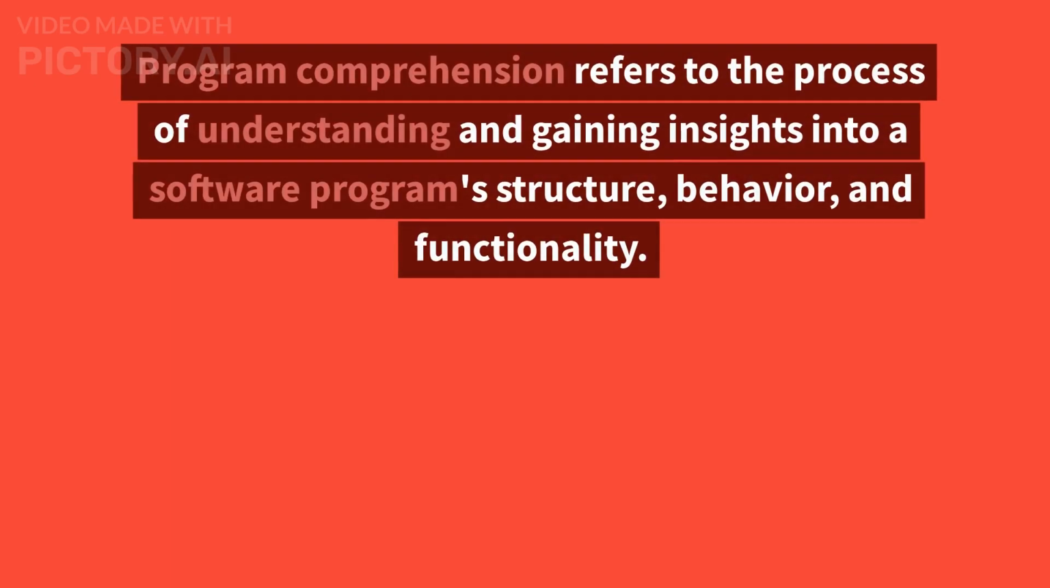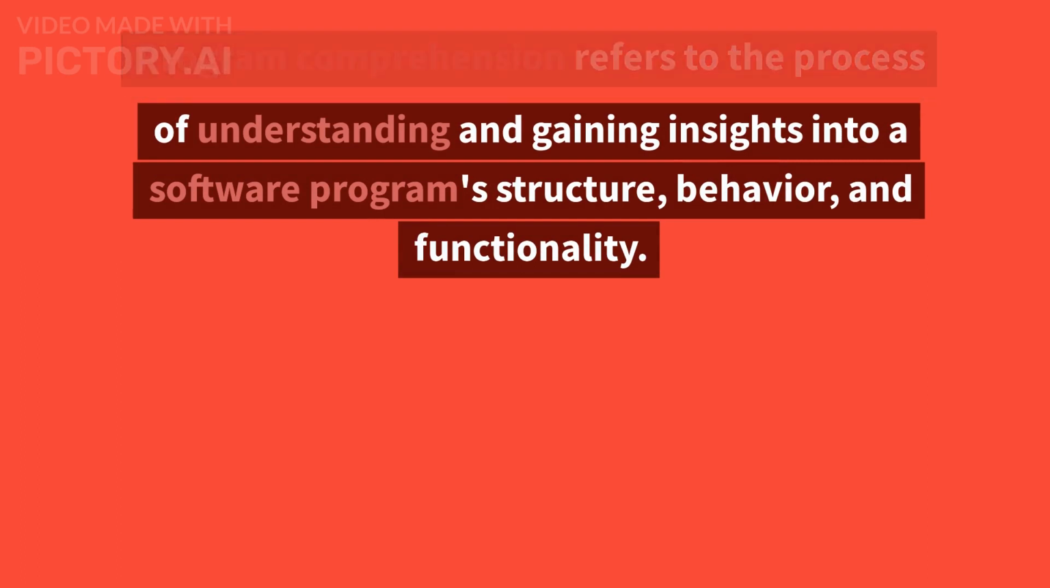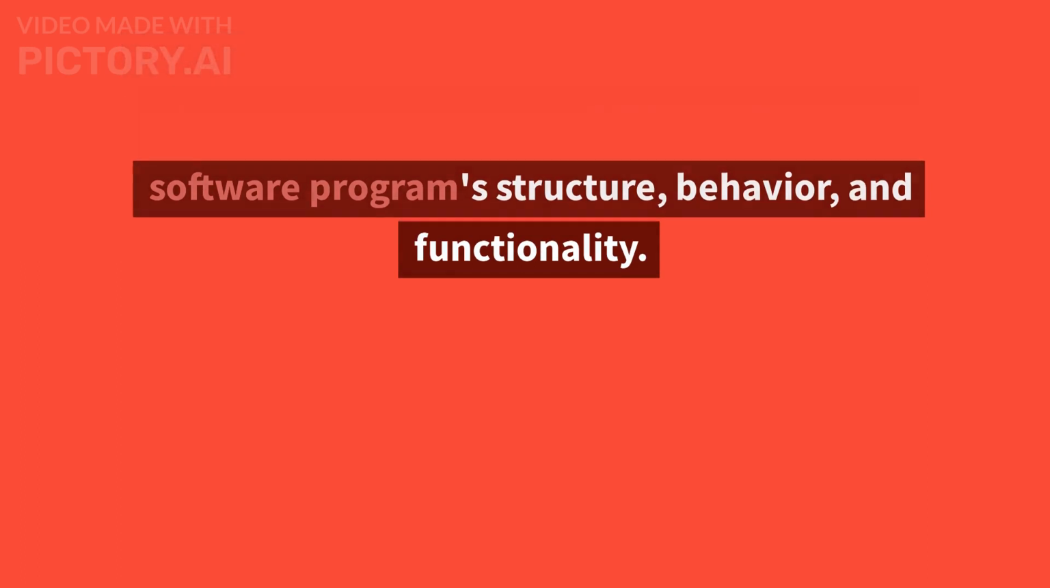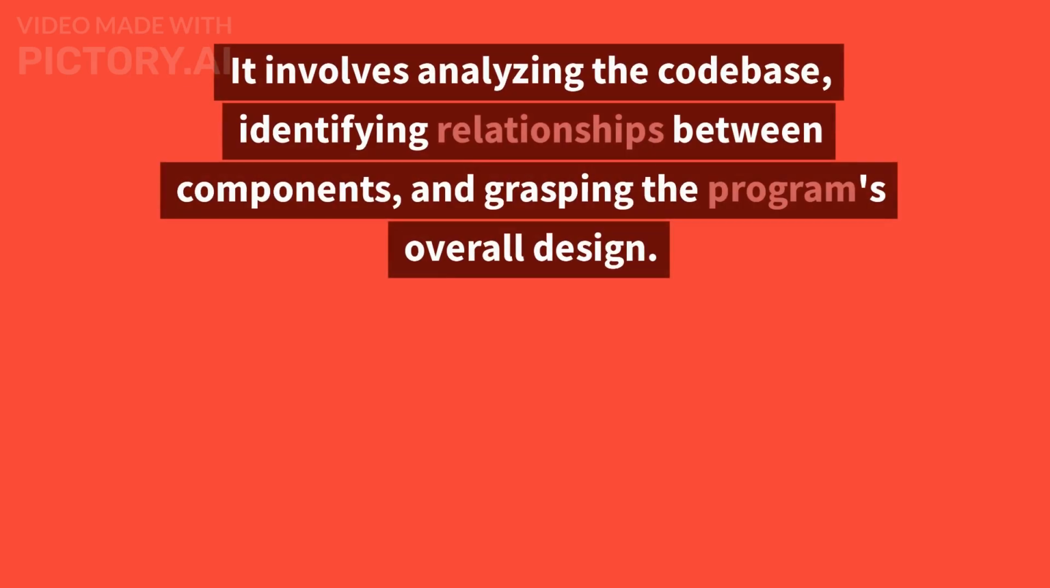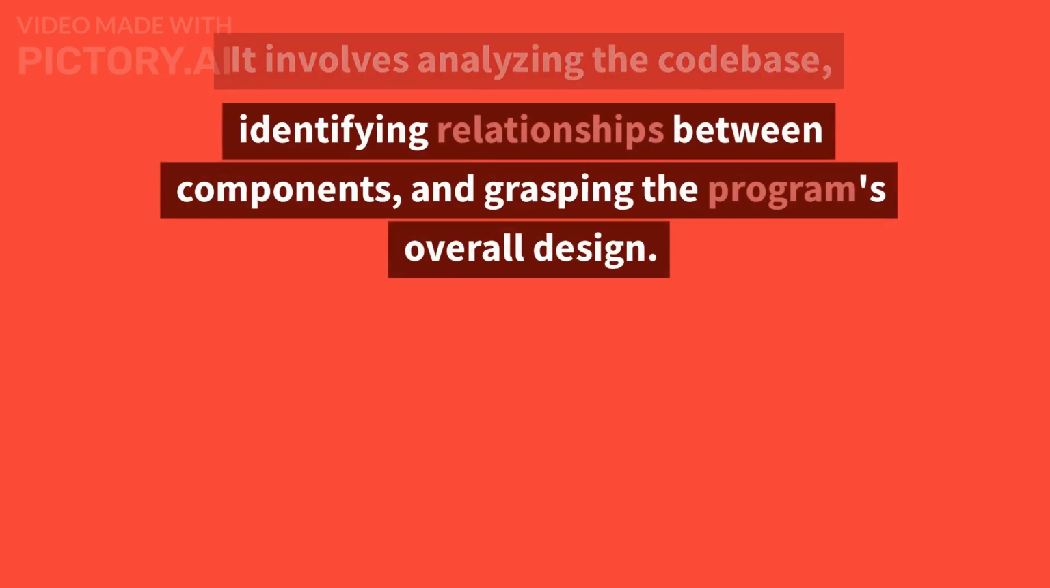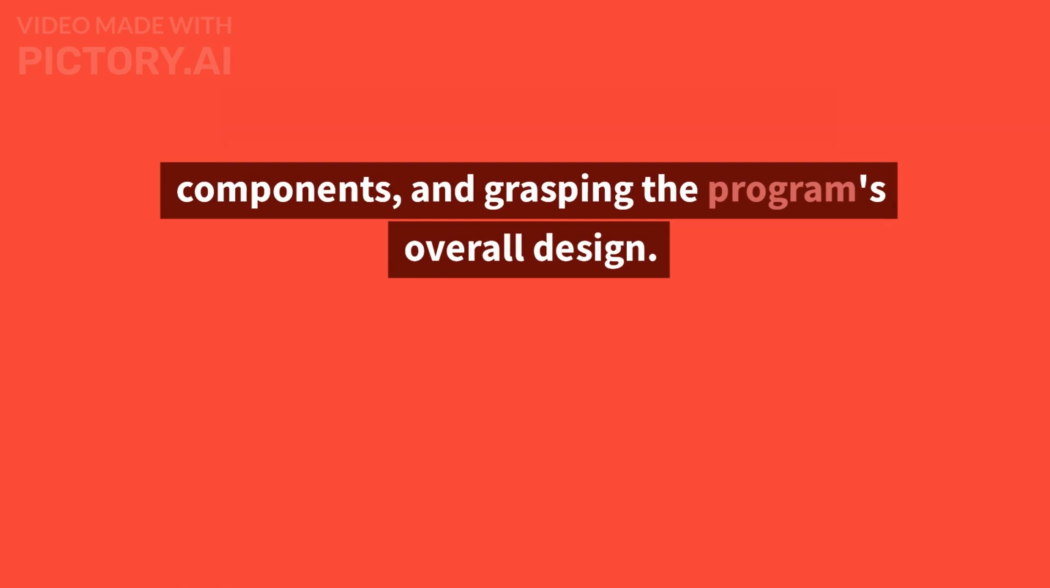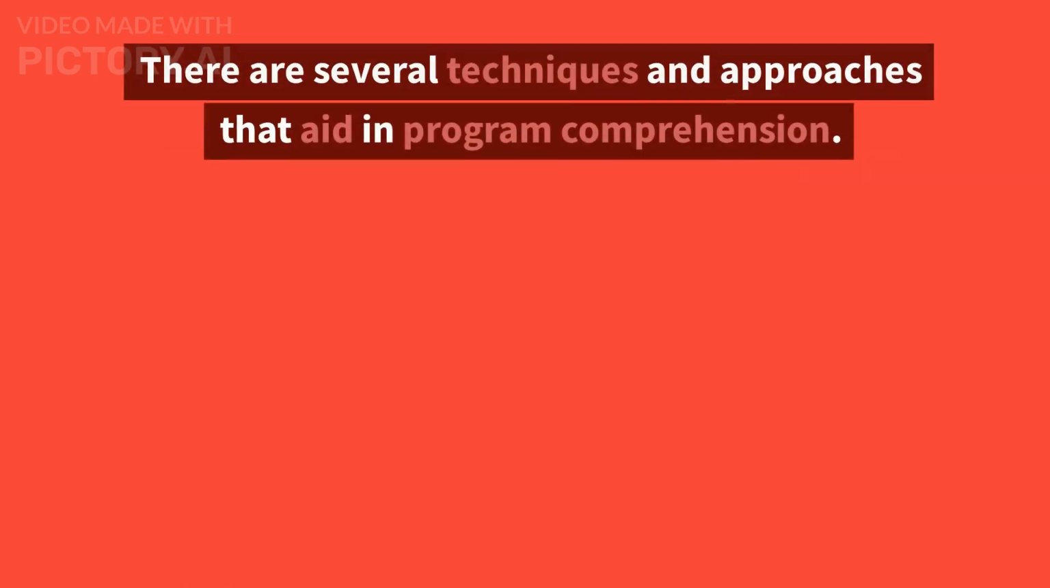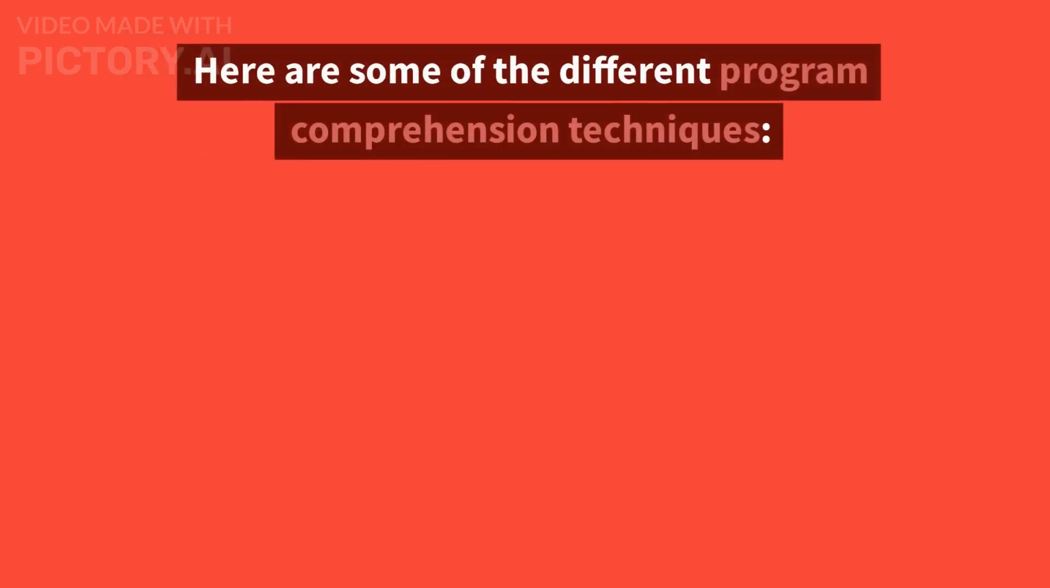Program comprehension refers to the process of understanding and gaining insights into a software program's structure, behavior, and functionality. It involves analyzing the codebase, identifying relationships between components, and grasping the program's overall design. There are several techniques and approaches that aid in program comprehension. Here are some of the different program comprehension techniques.